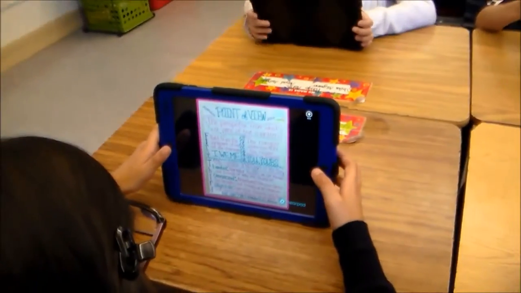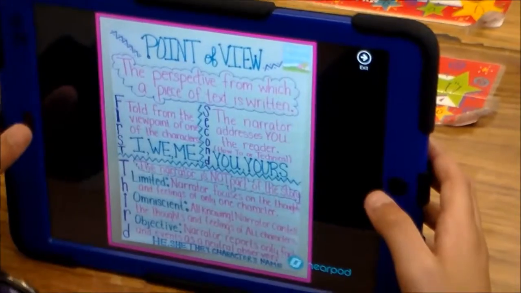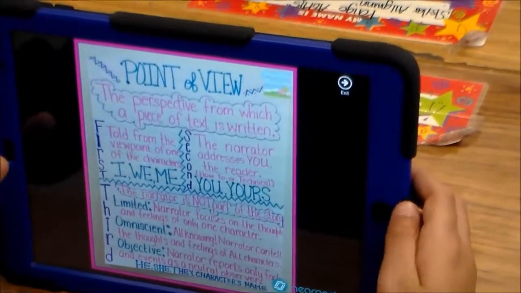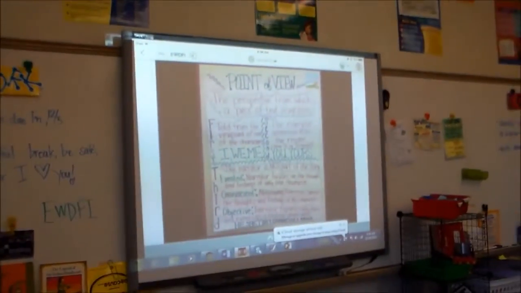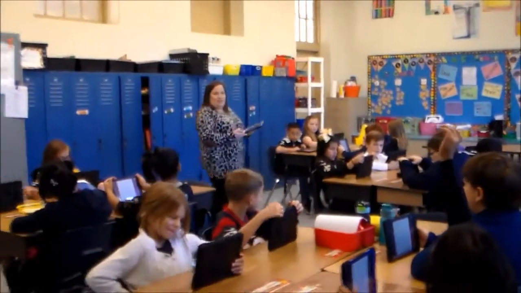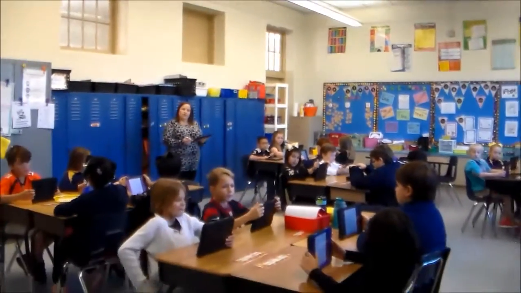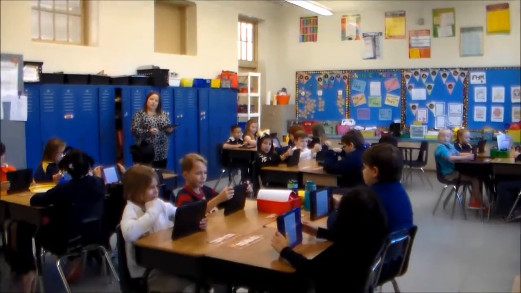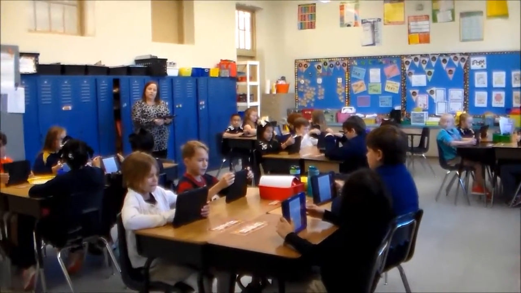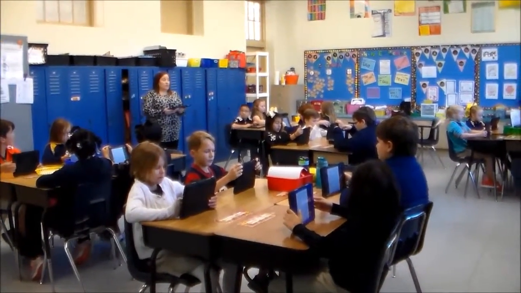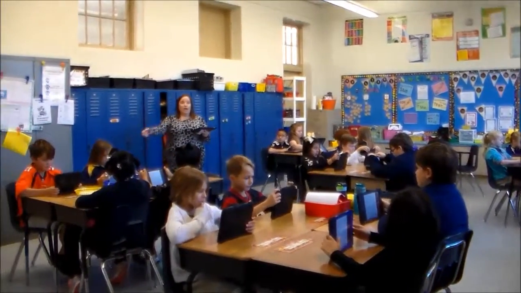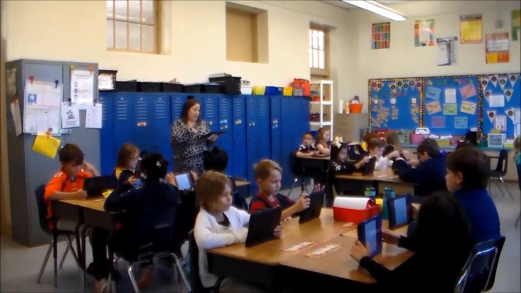Look at this poster on your screen. The perspective from which a piece of text is written. The first person point of view is told from the viewpoint of one of the characters. Some key words you may see are I, we, or me. Why is we included in the first person point of view? Why do you think they include we? Elisa? Because the character is telling about them or someone else. Very good. We includes a group and the writer or the speaker.